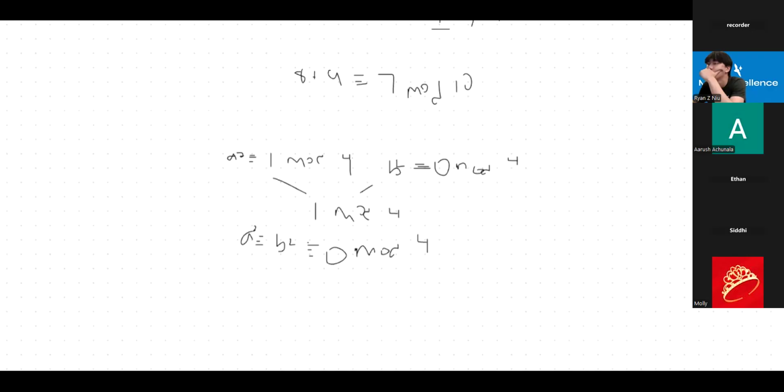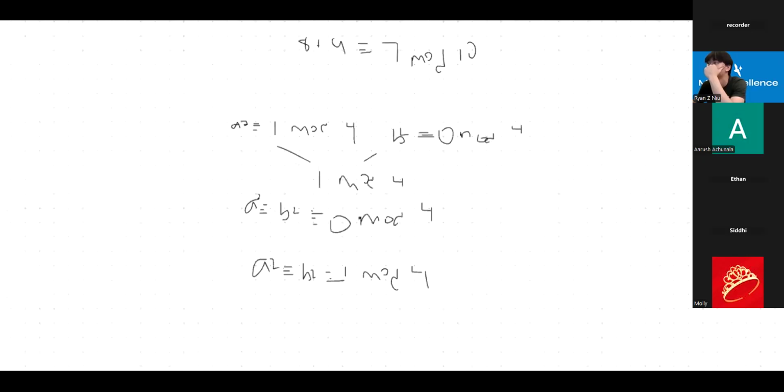So that can be a potential remainder. And then if you have 1 mod 4 for both of them, you'd get 1 plus 1, which is 2 mod 4. So that is three possible remainders: 1, 2, and 0. So the answer is 3.